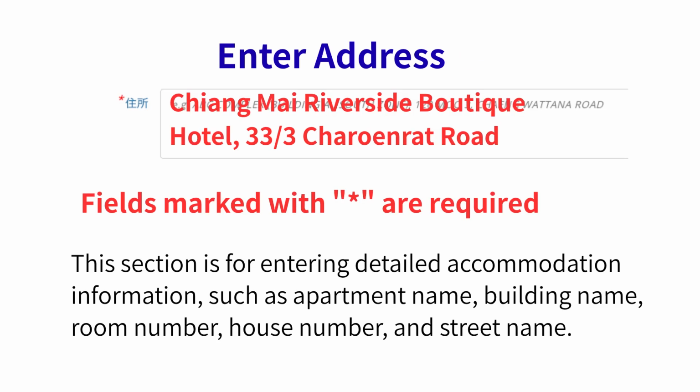This section is for entering your address. Please enter as many specific details as possible in English, such as your hotel name, apartment name, building name, room number, street name, and house number. This field has an asterisk, so it is mandatory. For example, the address might be entered as Chiang Mai Riverside Boutique Hotel, 33/3, Charoen Rat Road. Make sure to enter the correct and complete address based on your actual place of stay.